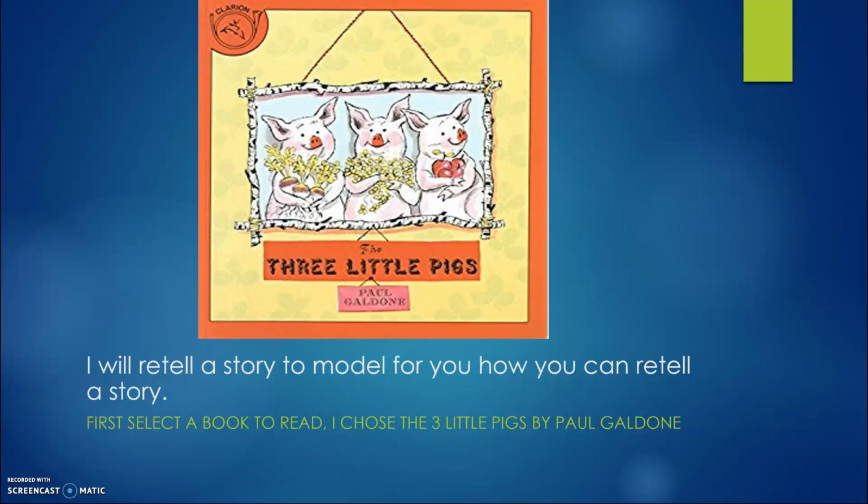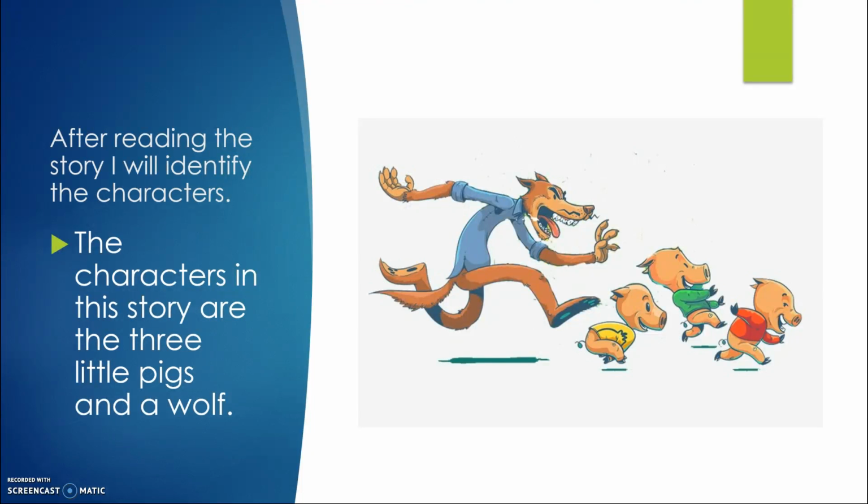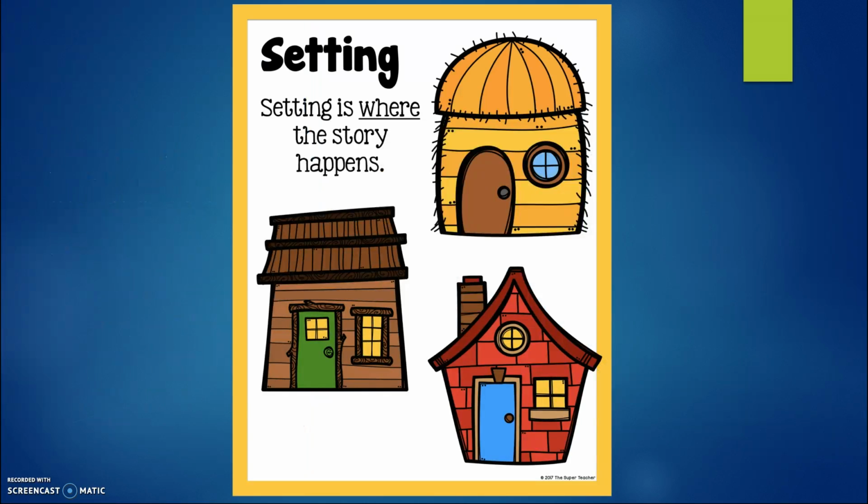First, select the book to read. I chose The 3 Little Pigs by Paul Gauguin, one of my favorite books. After reading the story, I will be identifying the characters. I have read the story. Now I will tell you what the characters are. The characters in the story are the 3 little pigs and a wolf.